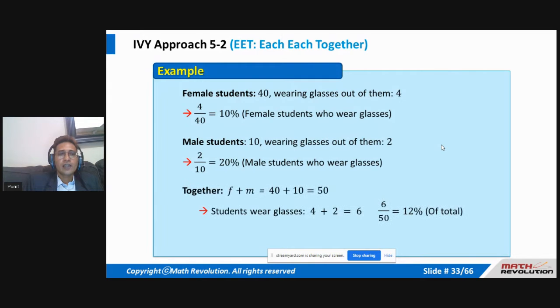I'll throw the questions like, so we have female students who are 40 in number, and wearing glasses out of them four. So we have four female students who are wearing glasses, and total female students are 40. So the number of female students who wear glasses would be 10%. 4 out of 40 is equal to 10%. Then we have male students who are 10 in number in total, and two are wearing the glasses. So two male students are wearing the glasses out of 10, so that becomes 20%.